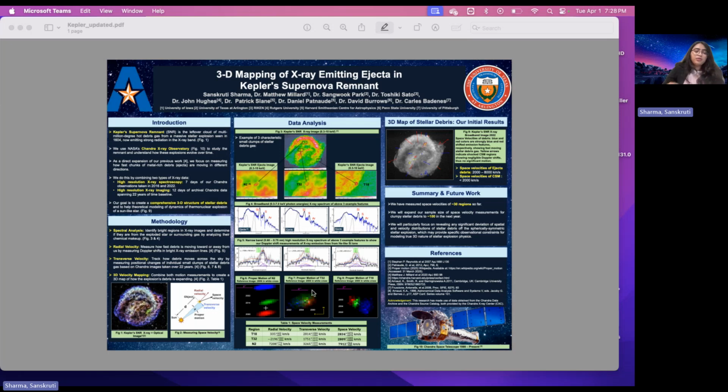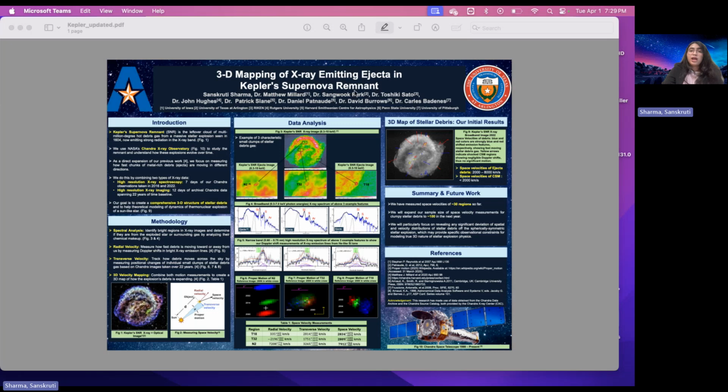Now we have 7 days worth of Chandra data. I want to emphasize that less than 10 PIs a year get this much observational data. Typically it's only a few hours, but we have 7 days worth of high resolution X-ray data along with 12 days of archival data, and we use this to create a 3D map of stellar debris which will help in theoretical modeling of stellar explosion.